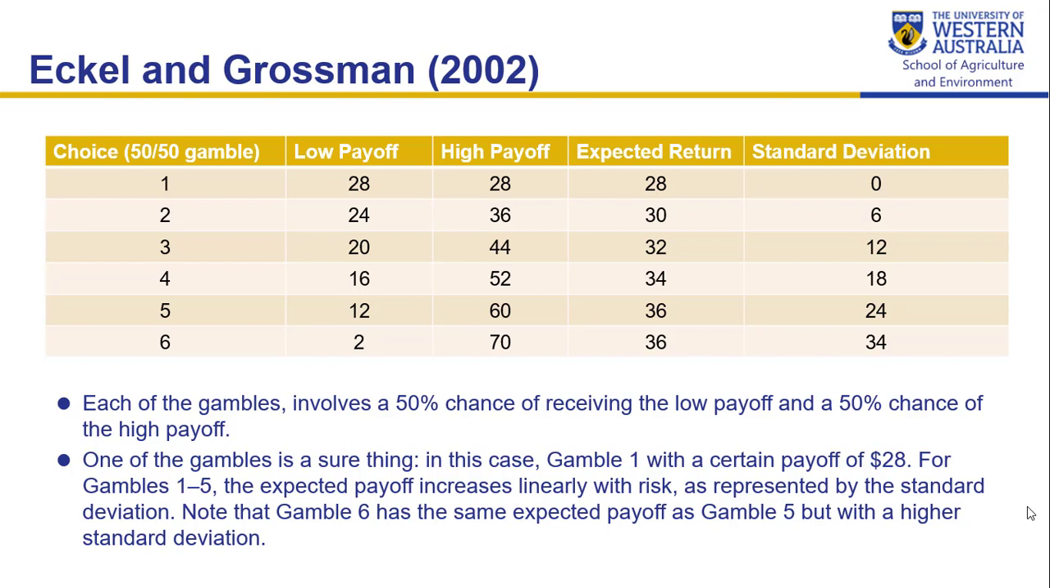Note that gamble 5 and gamble 6 both have expected returns of 36. However, gamble 6 has a higher standard deviation, and this comes from the distribution of low and high payoff in gamble number 6.